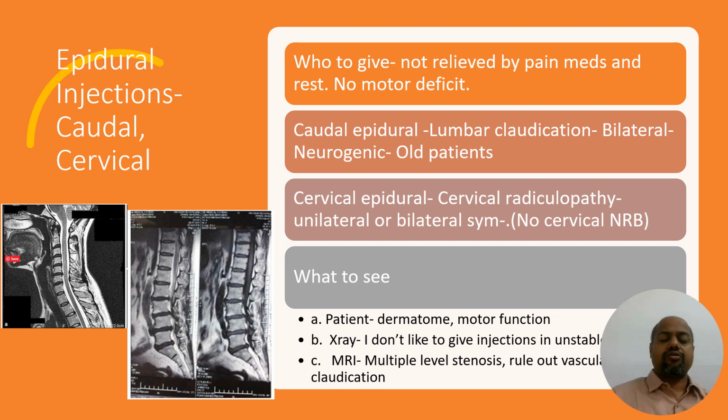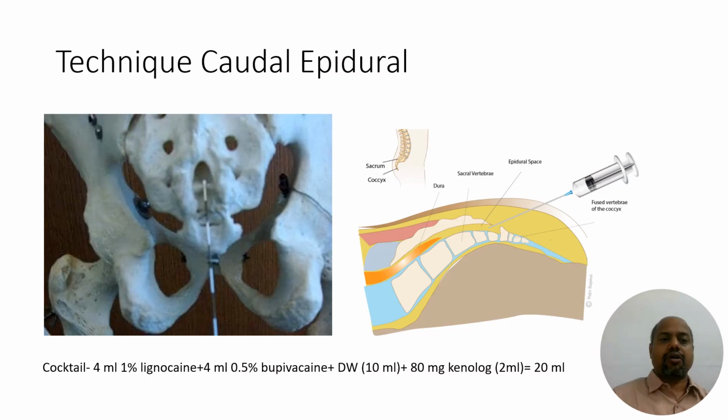Now, what to see in these patients? Again, similarly, for a patient, you see the dermatome and the motor function. In X-rays, I see that these patients don't have any unstable spondylolisthesis. And lastly, in the MRI, for the epidural, I see that these patients have a multi-level lumbar canal stenosis, and I need to rule out if there is any vascular claudication present.